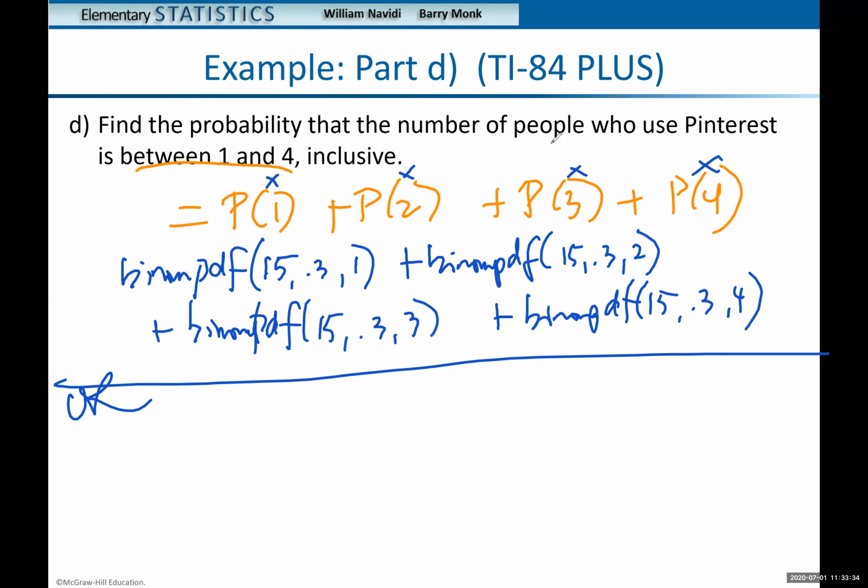So instead of getting each probability, we know that we have binom CDF. Binom CDF is for less than or equal. So since the last number is 4 here, if we want to get P less than or equal to 4, what's the difference between these P1, P2, P3, and P4 and this? What do you mean by, again, less than or equal to 4?